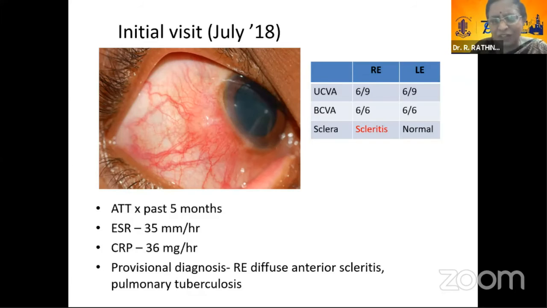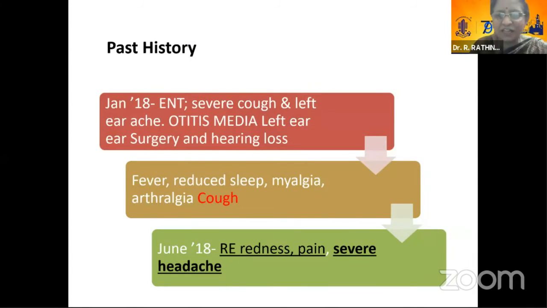Then he came after 3 months. He said he was very unhappy, that he had a very bad time in his horoscope, and that he had also left his job. I asked why, and he listed all his past history. He said that in January 2018 he had a severe cough. At that time he was receiving the first dose of ATT, and had a left ear ache at the same time.